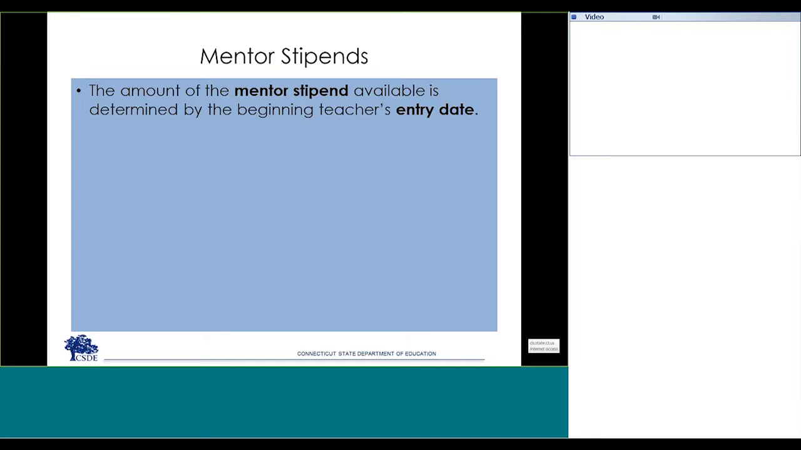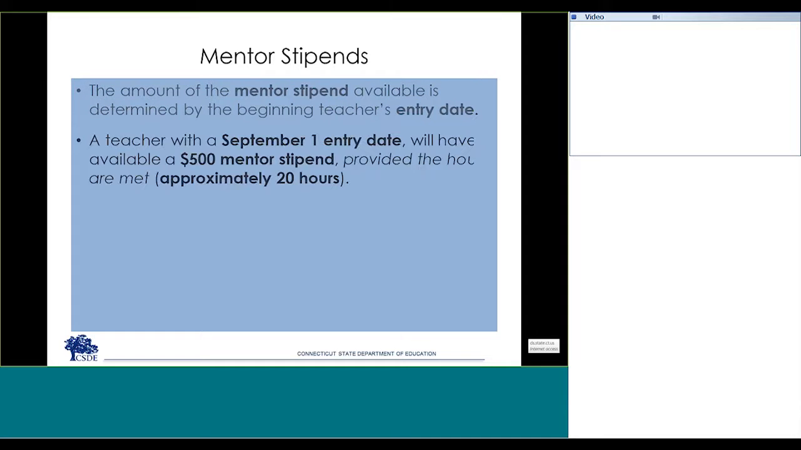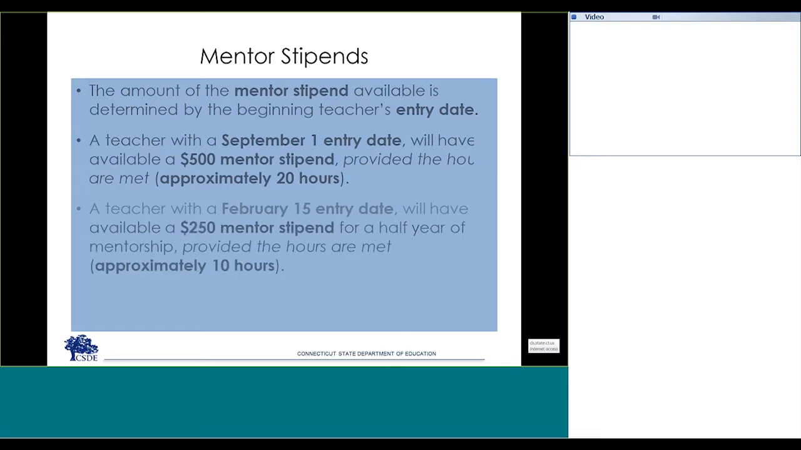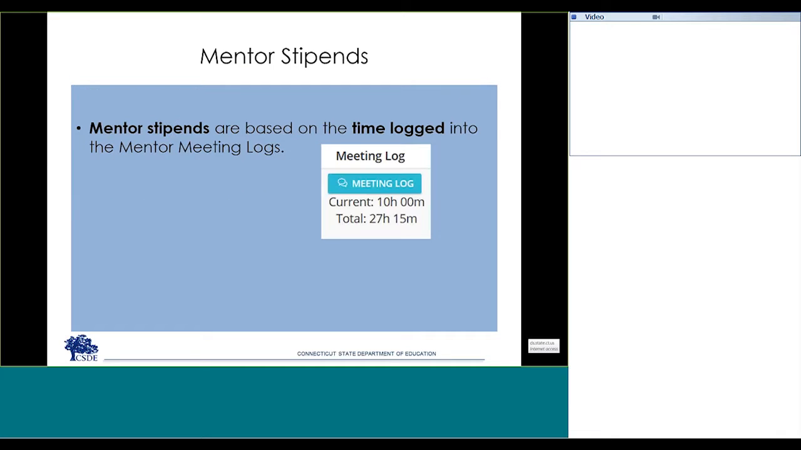The amount of the stipend available is determined by the beginning teacher's entry date, and I think Gotti has said this before. Teachers who have that September 1 entry date will have $500 available, and the expectation is approximately 20 hours. If a teacher has a February 15th entry date, this is only half a year, so a $250 stipend is available for the mentorship of the teacher, and we're talking about approximately 10 hours.